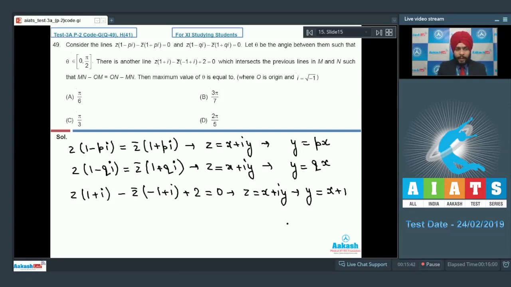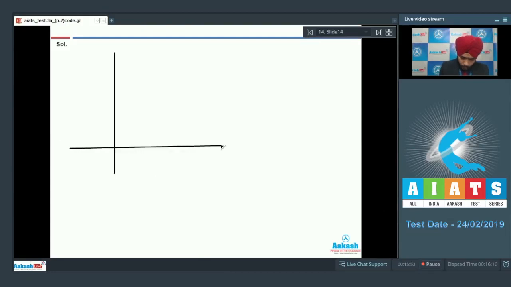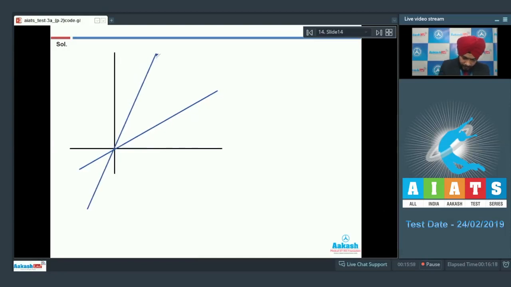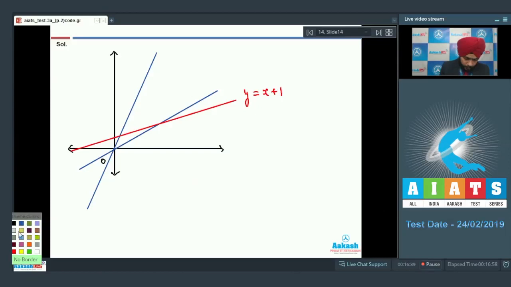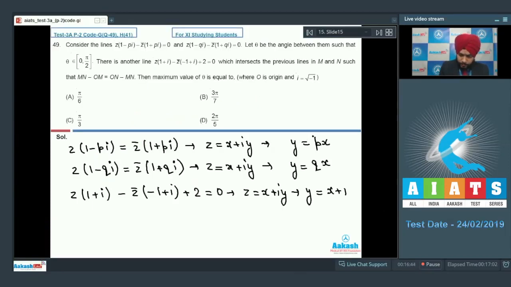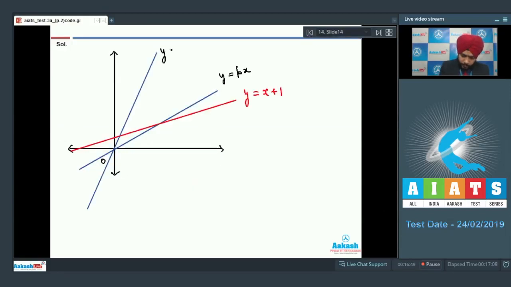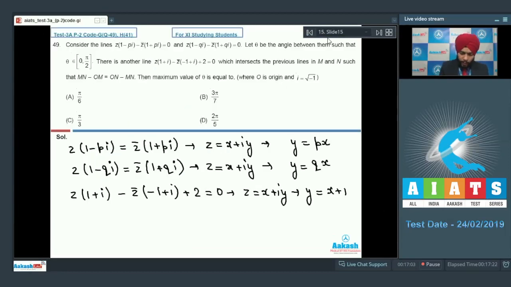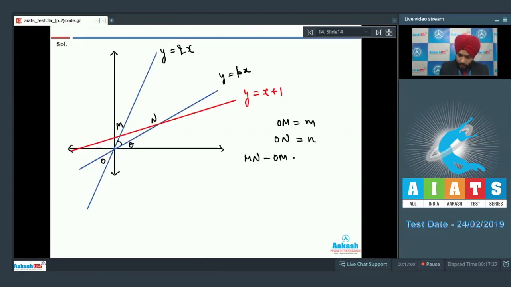Now let us draw the diagram for O, M, N respectively. First line, let us say, and then the second line. This is point O, origin. Let us say this is line y equals x plus 1. Okay, so this is point O. For y equal to px and for y equal to qx, this angle is theta. Let us say this point is M, this point is N. Let OM be equal to m, let ON be equal to n. The given condition is that MN minus OM is ON minus MN, which will give you MN is equal to (m plus n) by 2. We have to comment on the maximum value of theta over here.